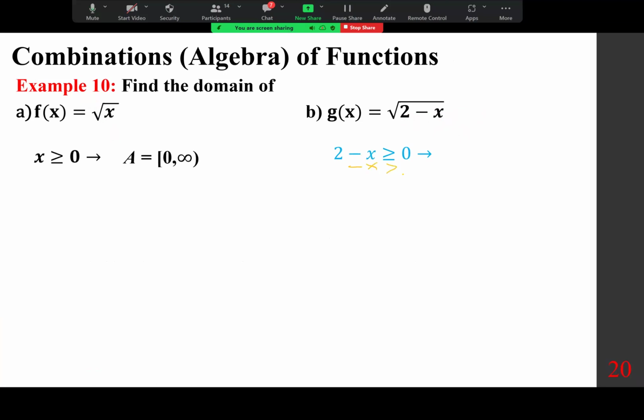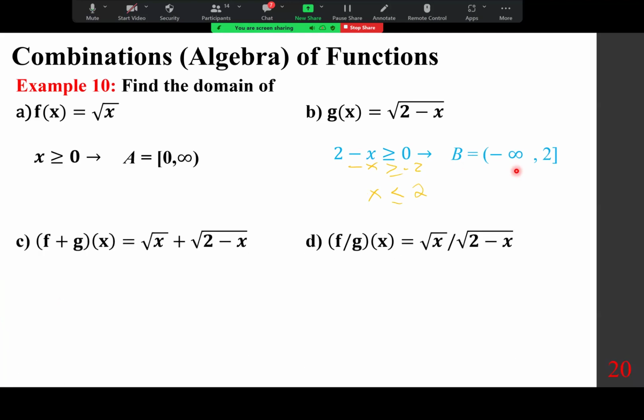Minus x greater than or equal to minus 2. So x, we're going to divide both sides, or multiply both sides, by -1, less than or equal to positive 2. So this is from negative infinity to 2, and we call it set B. So B is from negative infinity to 2.